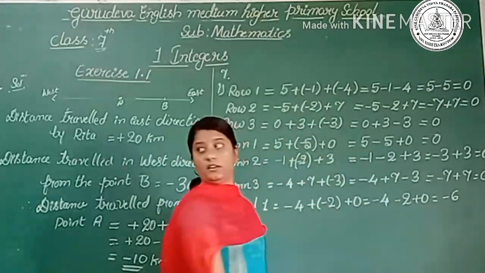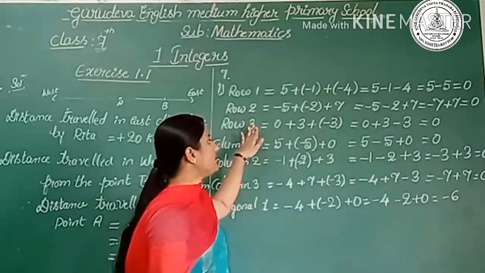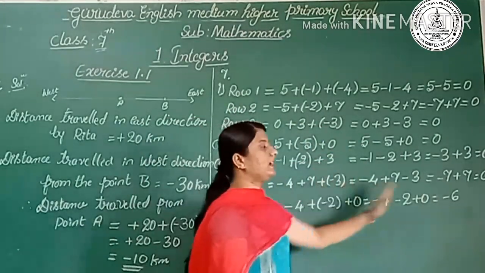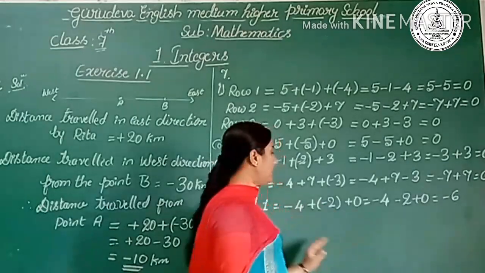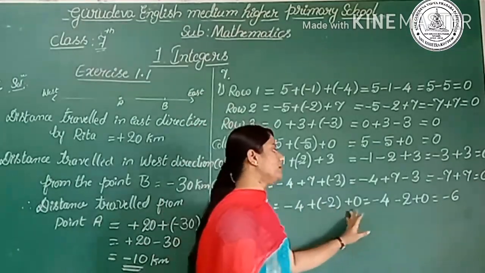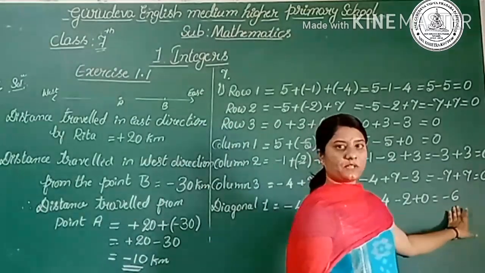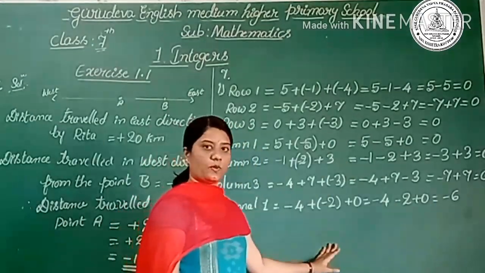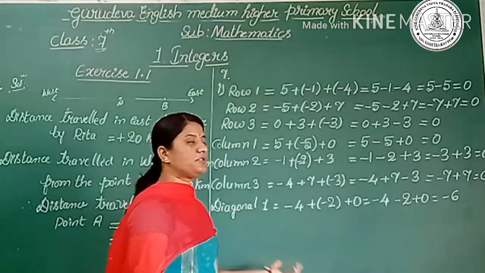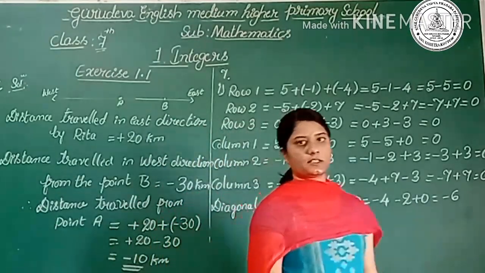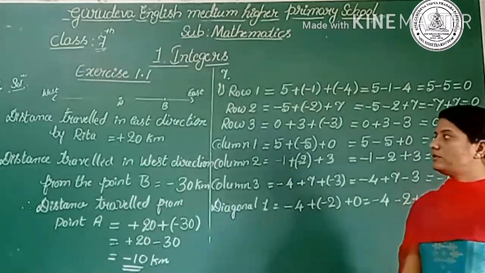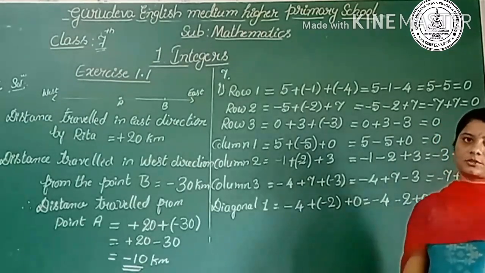Yes, you may see here that if we add row wise we will get the sum 0, and if we add column wise we will get the sum as 0. But if we add diagonal wise we will not get a sum of 0. So we can say that it is not a magic square. You may also check the second magic square and write that. So, which one is not a magic square?